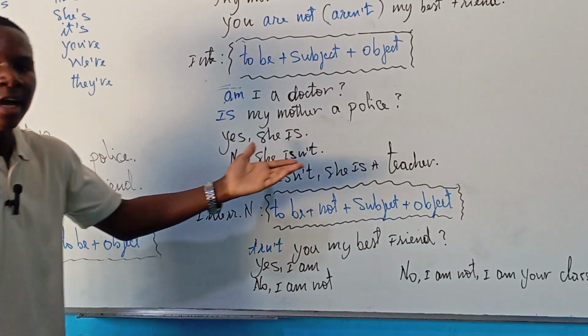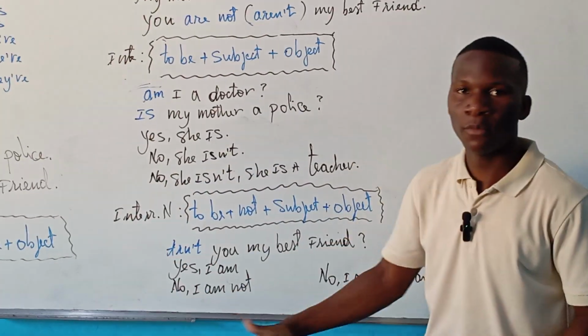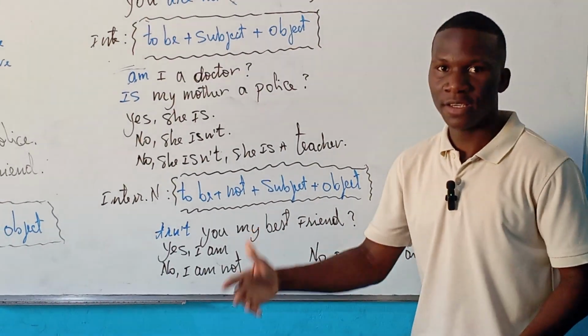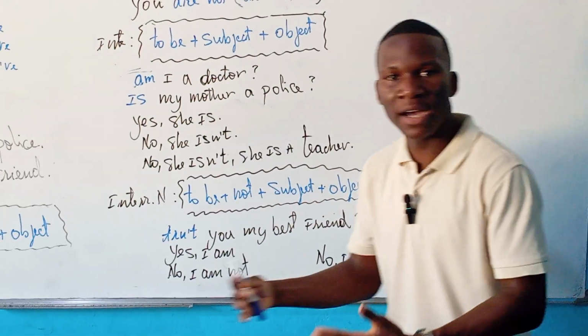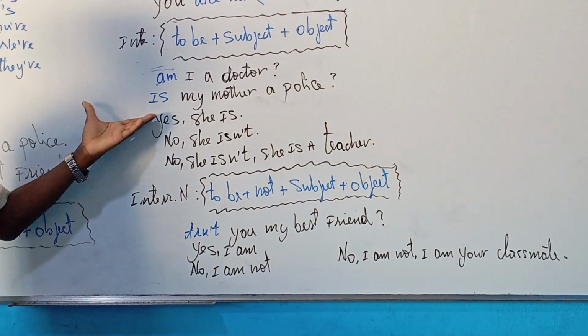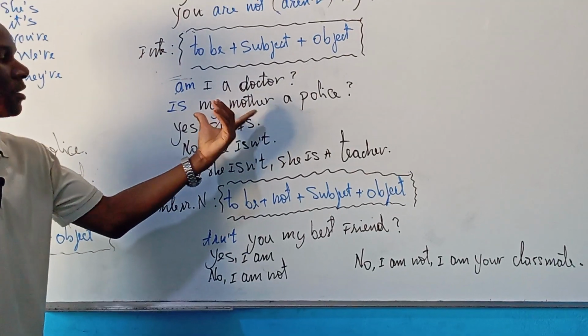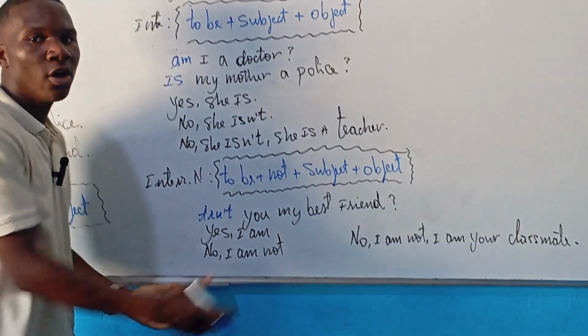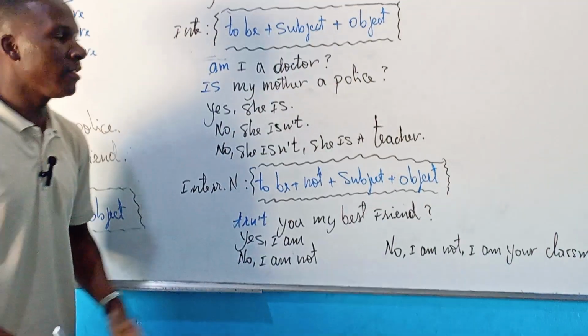Here we've got our second example. Is my mother a police? In affirmative form, we said that my mother is a police. Now, I want to ask if my mother is a police. What am I going to do? Just start with your verb to be. After that comes what? Your subject. After your subject comes your object. So it will be, is my mother a police?